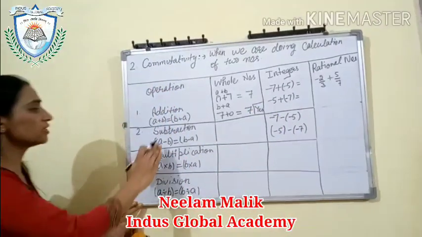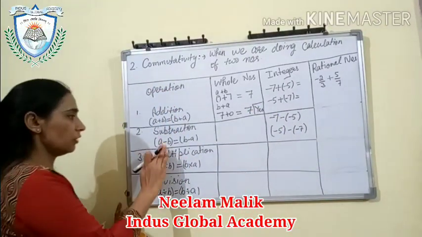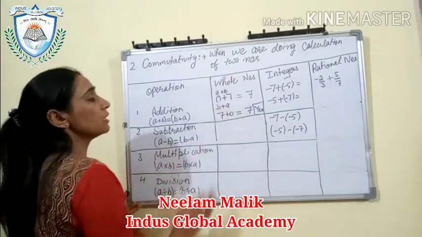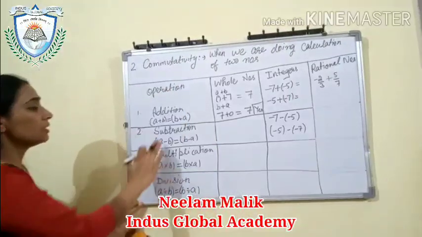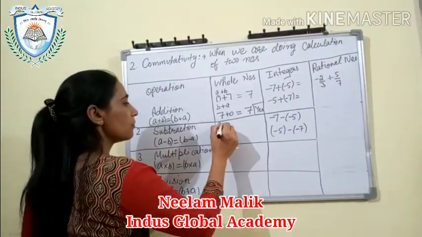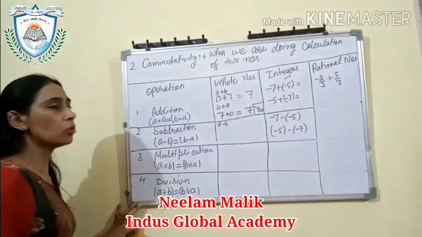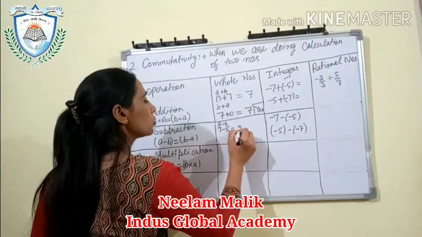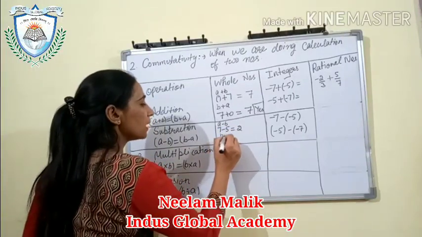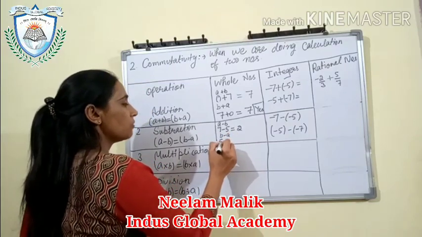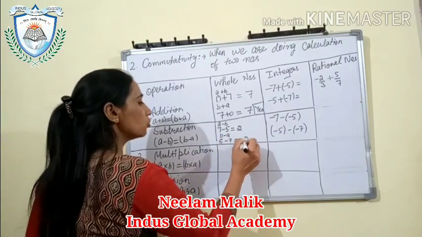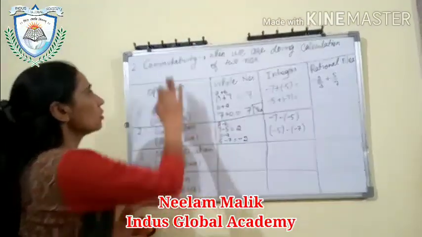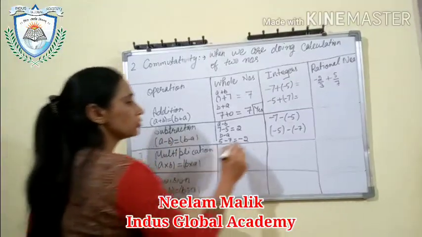Next is subtraction. If a minus b is equal to b minus a, then we will say whole numbers are commutative under subtraction. Let's check this, a minus b. We are talking about whole numbers, you can take any whole number. I am taking 7 minus 5. What will it be? 2. If I take b minus a, that means 5 minus 7, that will be minus 2. They are not the same. So that means whole numbers are not commutative under subtraction. So here it will be no.